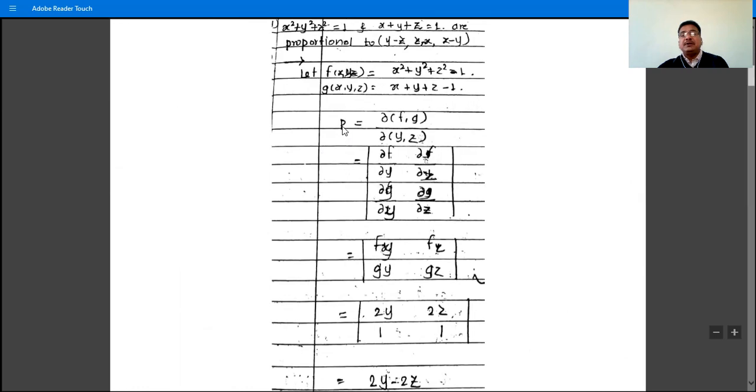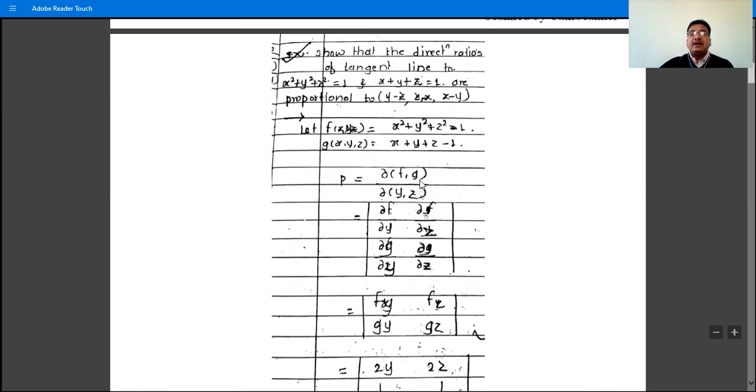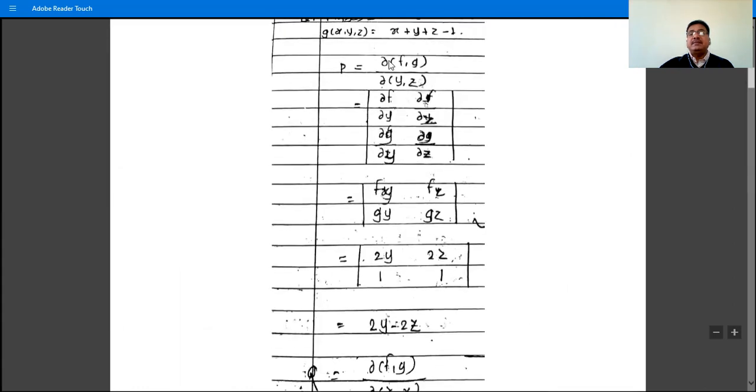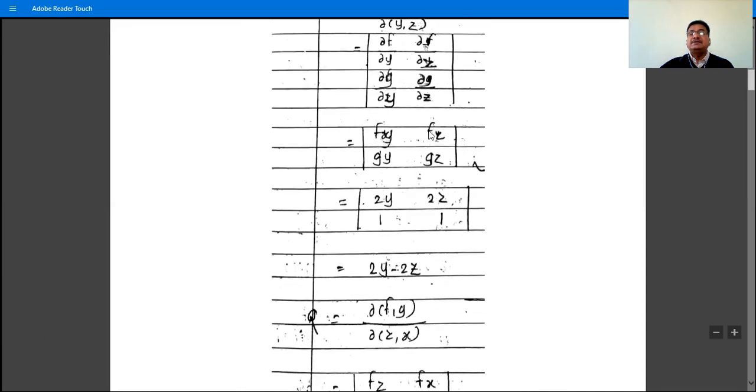And then what is the formula for capital P? P is the Jacobian of f, g with respect to y, z. That means the determinant with rows ∂f/∂y, ∂f/∂z and ∂g/∂y, ∂g/∂z. So this is the Jacobian. ∂f/∂y means fy, ∂f/∂z means fz, ∂g/∂y means gy, and this is gz.